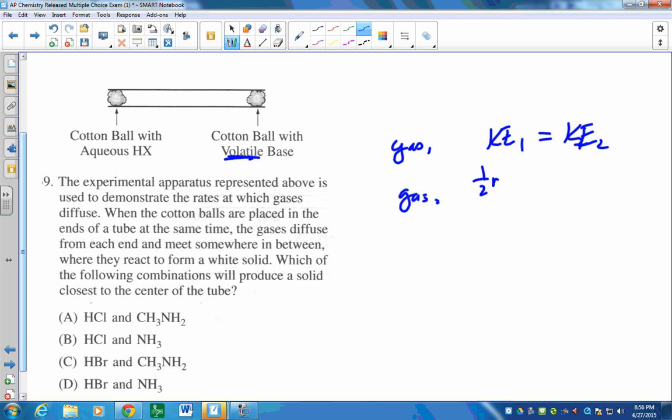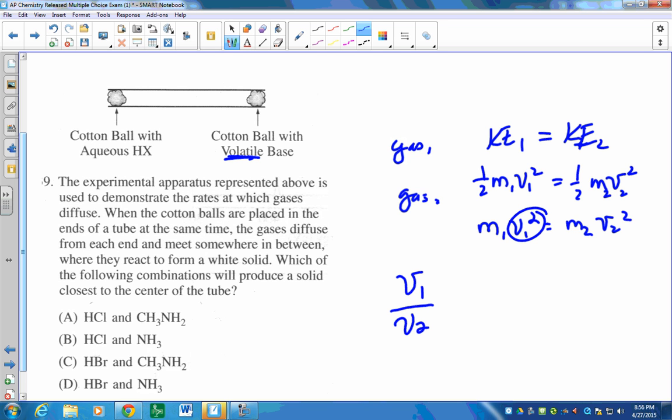But kinetic energy is 1/2 mv squared. So the kinetic energy of gas 1 is 1/2 the mass of gas 1 times v1 squared, and then I'm going to double both sides, and I get m1 v1 squared equals m2 v2 squared. Getting the m's on one side and the v's on the other, you get Graham's law of diffusion, which is the ratio of the velocities equal to the inverse square roots of the molar masses. Notice they switch positions. The square root comes from the fact that to get v alone, you have to take the square root.